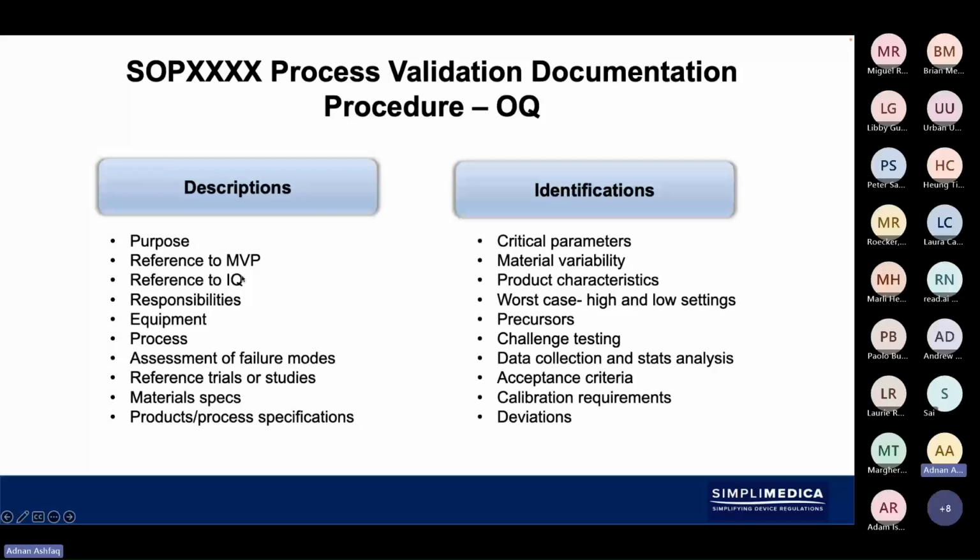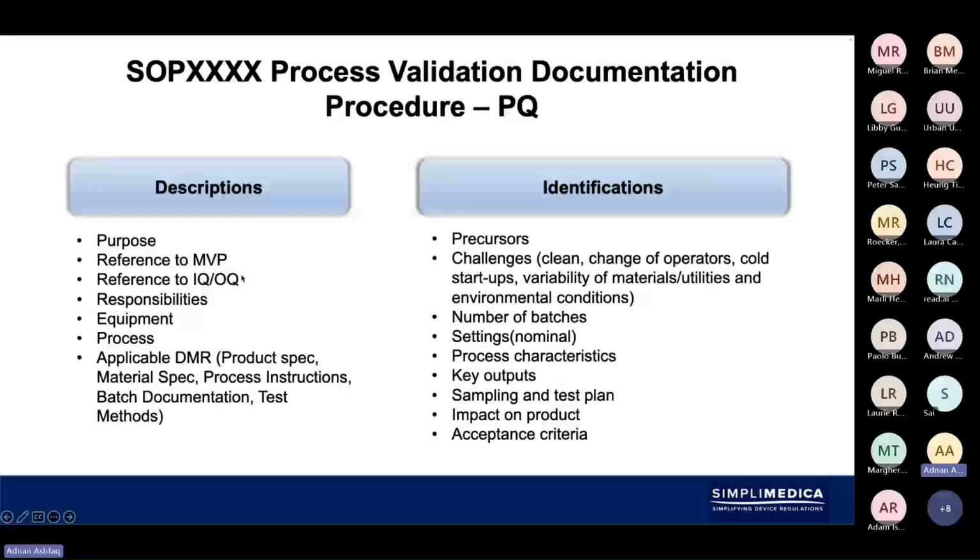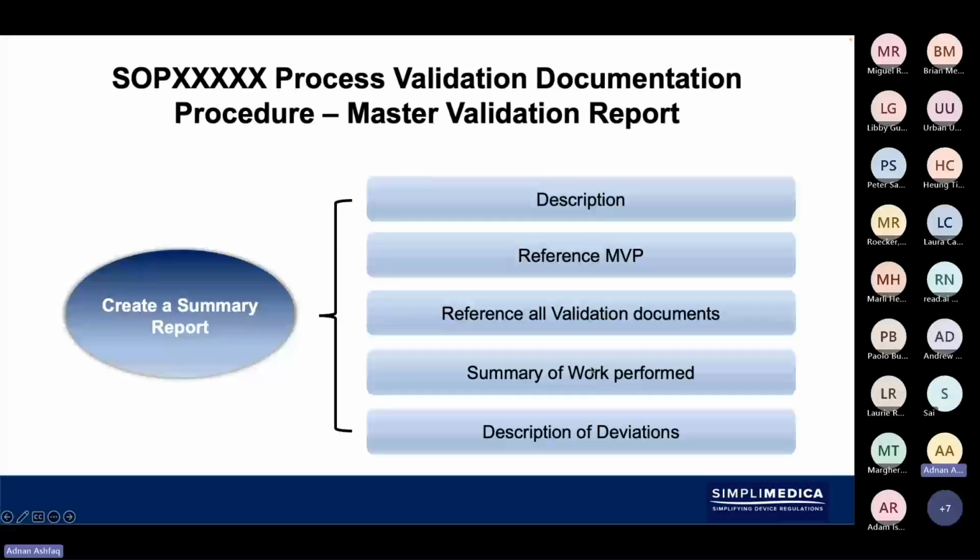I'm just conscious about time, so I'm just going to move on a bit quickly. Still a fair bit to cover. So when we get to the process validation, when you do your PQ, then you've also got to make sure that you've got descriptions and identifications like precursors, challenges, environmental conditions, the number of batches, settings, what nominal settings might be, process characteristics, sampling and test plan, and impact on product, and all the rest of that.